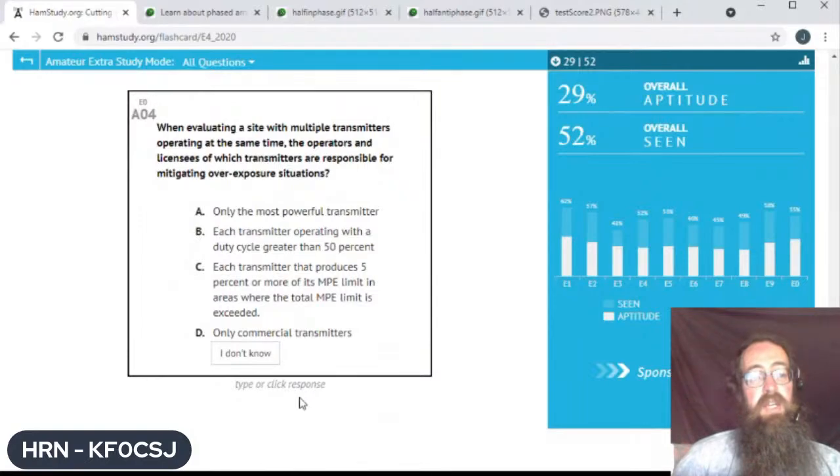When evaluating a site with multiple transmitters operating at the same time, the operator and the licensees of which transmitters are responsible for mitigating overexposure situations? A, only the most powerful transmitter. B, each transmitter operating with a duty cycle greater than 50%. C, each transmitter that produces 5% or more of its MPE limit in areas where the total MPE limit is exceeded. D, only commercial transmitters.